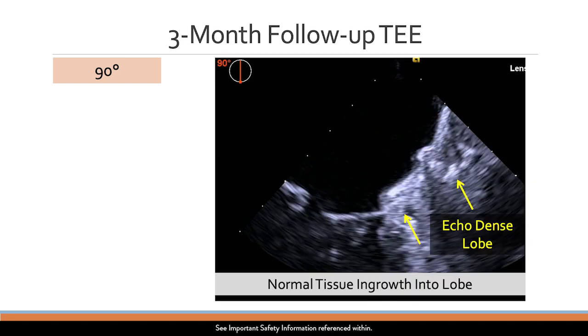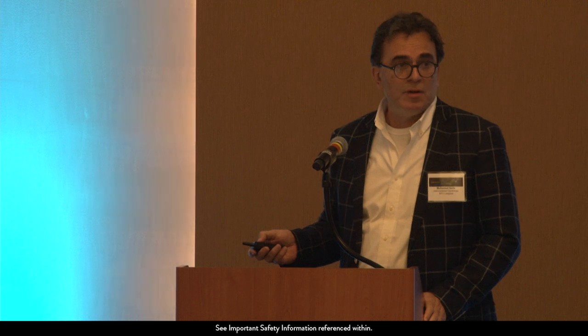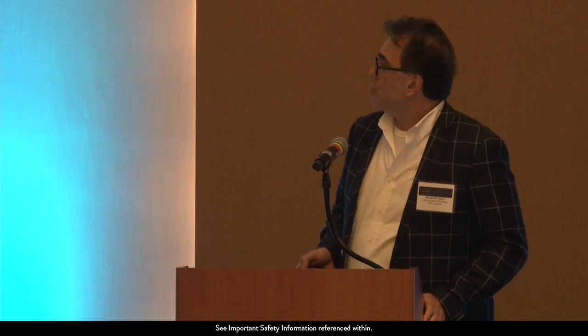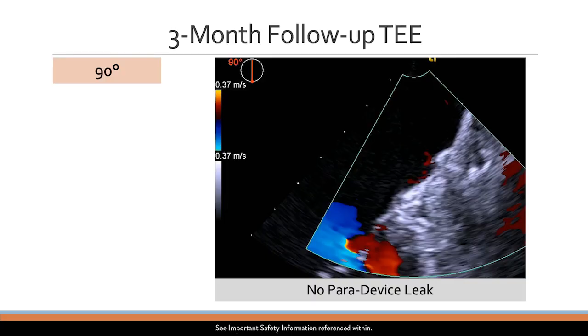And then here, that's clear, that's echo dense. So if you see echo dense on a follow-up, that's a good sign. If you don't see it, look for a leak until proven otherwise. Look at the color everywhere with this, okay? So pay attention, you'll be asked questions during that. Is it okay? Okay, so now there is no para-device leak. Again, it's about 35 to 40.